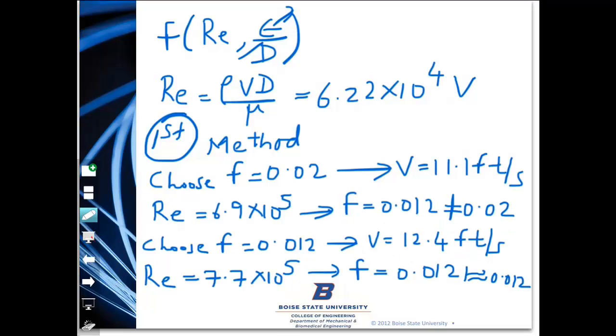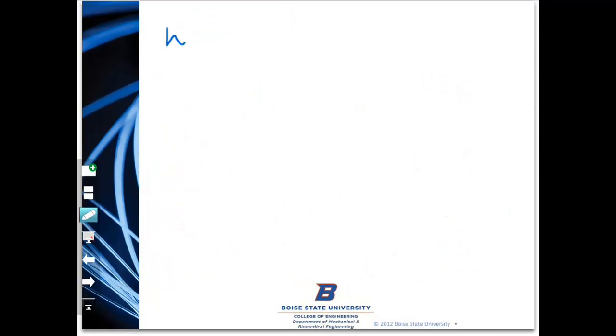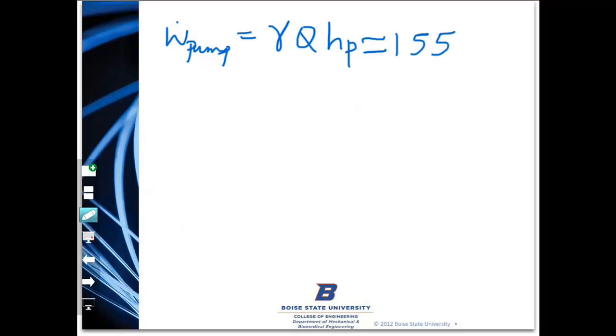What we are interested in this particular problem is computing the power for the pump, which is gamma Q hp. You know hp, you know gamma. You can compute Q, which will be V times A, and we just computed the velocity. So this should be about 155 horsepower.